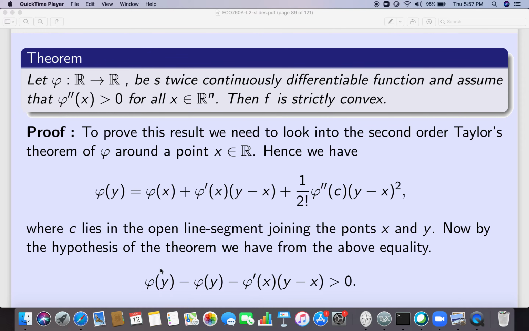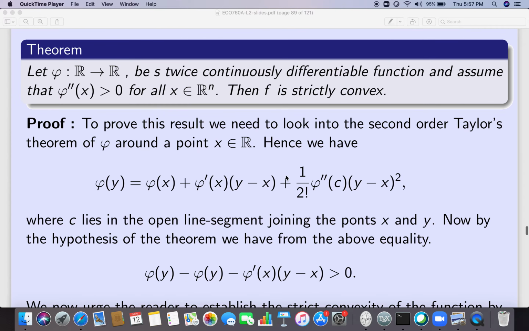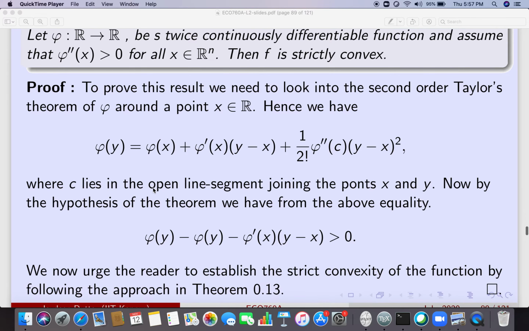So once you write it in the same way, you know that if this is strictly bigger than 0 and y is not equal to x, so take two points x and y which are different. So x and y are two distinct points, x is not equal to y. If x is equal to y, then of course there is nothing. If x is not equal to y, then it is strictly bigger than 0.